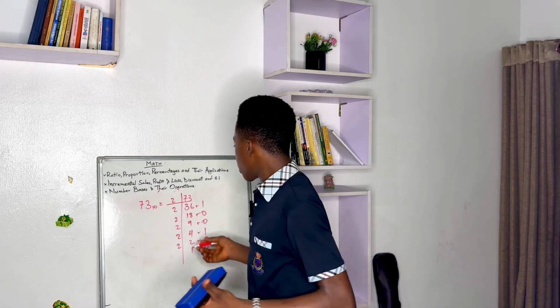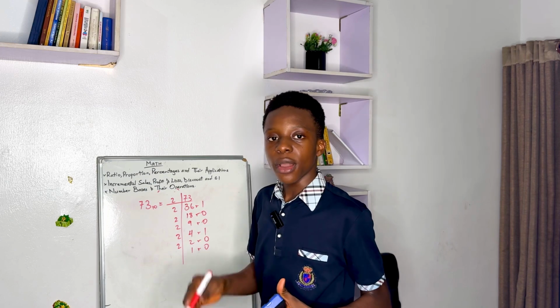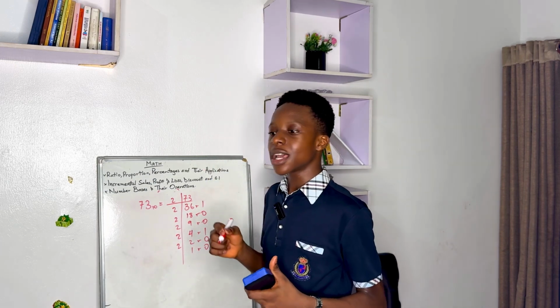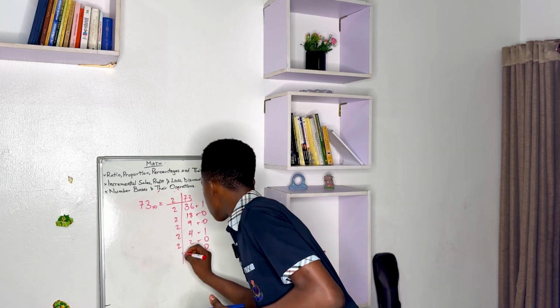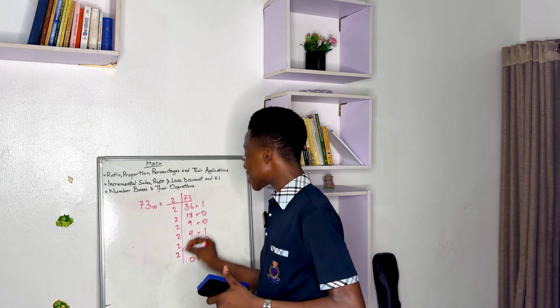Now, what do we do now? Because we've already reached 1. Well, you have to divide that 1 by 2, so it can give us a 0. It can give us a 1, because most binary numbers start with 1. So 2 is going to divide 1 to give us 0, remainder 1. You must always do this last step.